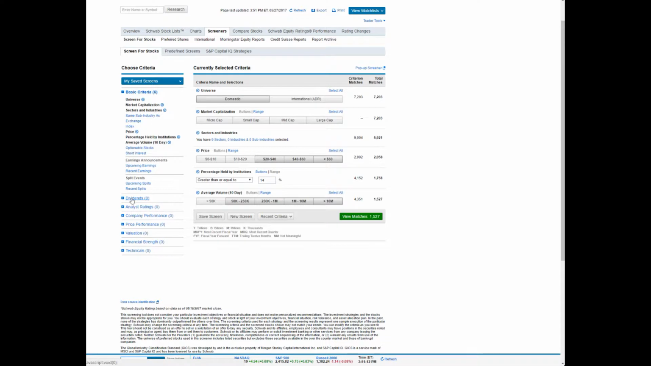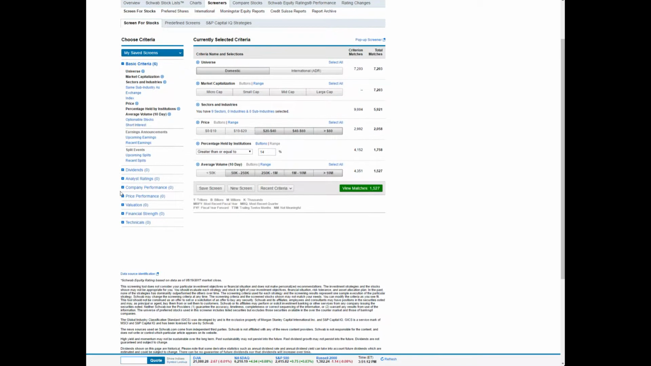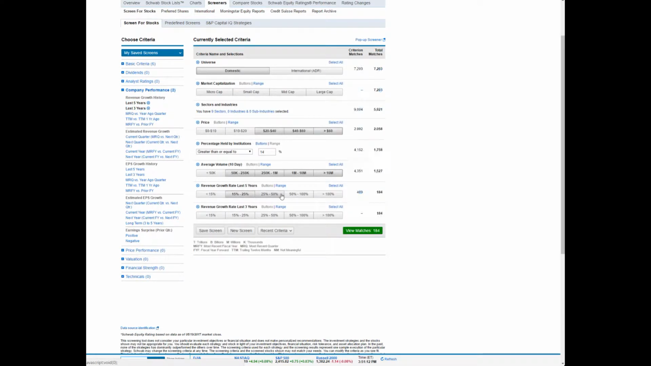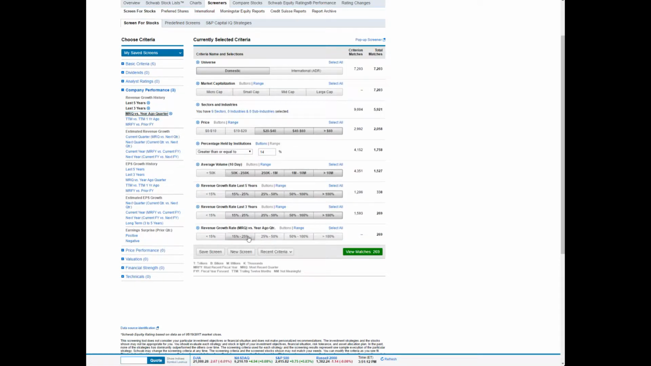Earnings, no. Splits, no. Dividends, I don't really care about dividends, although it's great to have dividends. I don't care about analyst ratings. Company performance, here we go. Last 5 years, last 3 years, shooting for growing stocks that are doing better every year. Let's shoot for some growth here. Now we're down to 145.